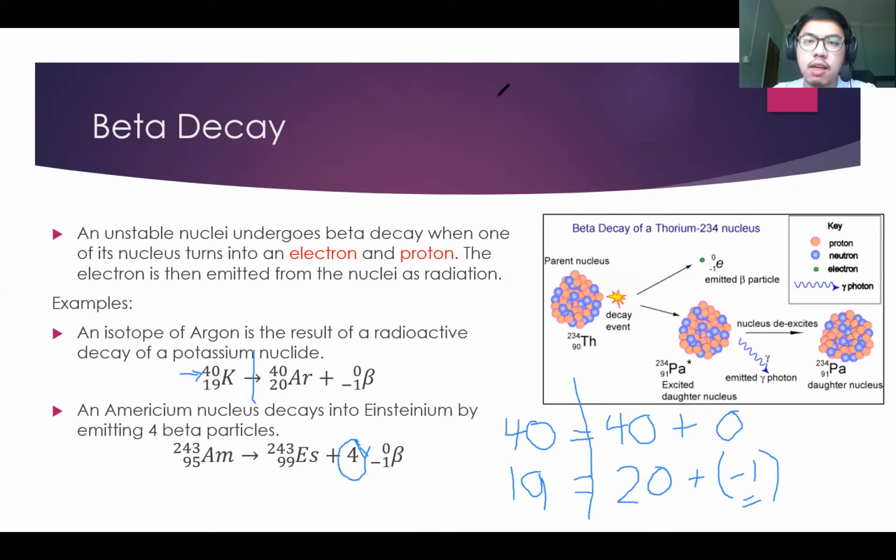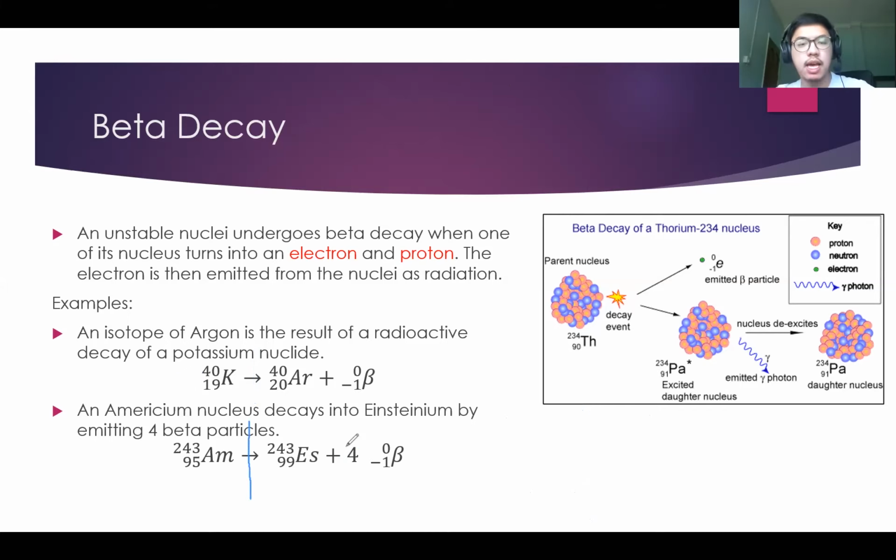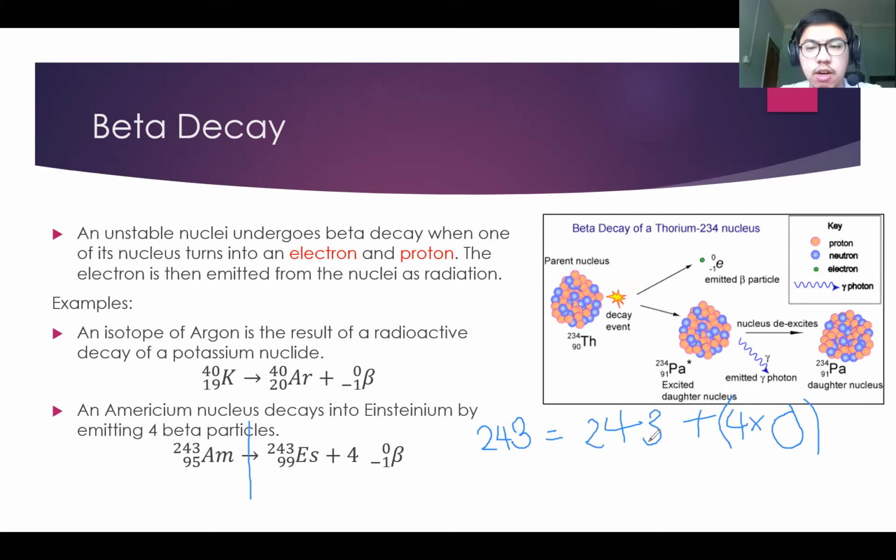So let's check the second example, americium and einsteinium. The top, as you can see, is 243, the nucleon number. 243 is equal to 243 for einsteinium. They have a similar nucleon number. And the beta particle has a nucleon number of zero, but there are 4 beta particles. So 4 times 0 is basically 0. And 0 plus 243 gives you back 243. Okay, so both sides of the equation are balanced.